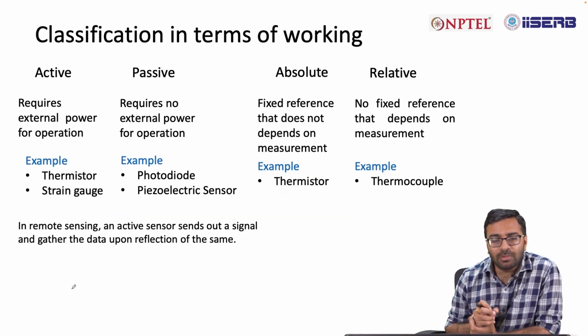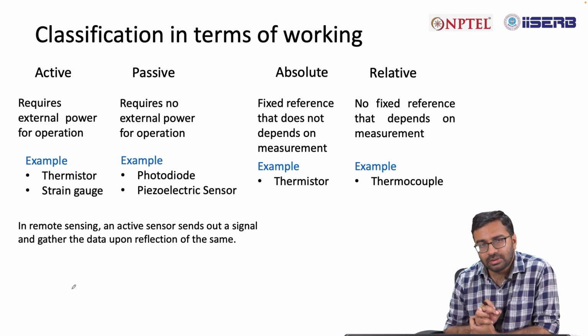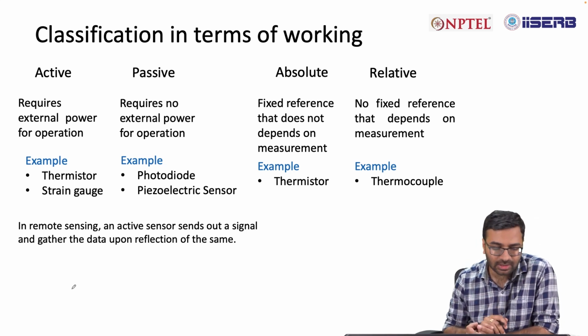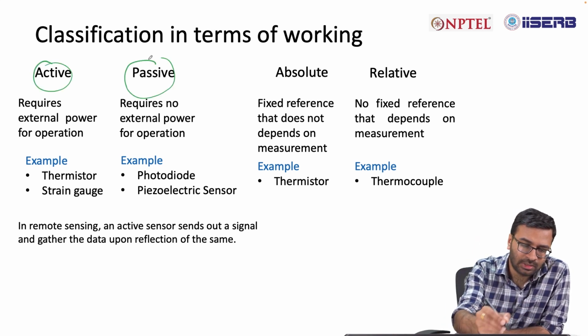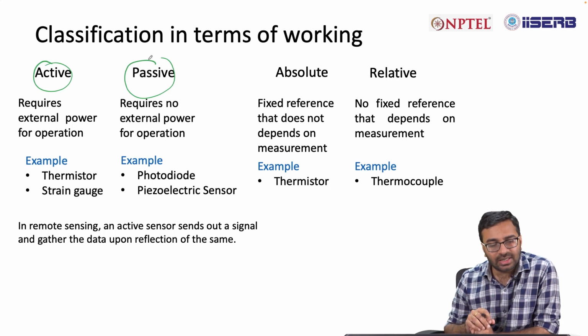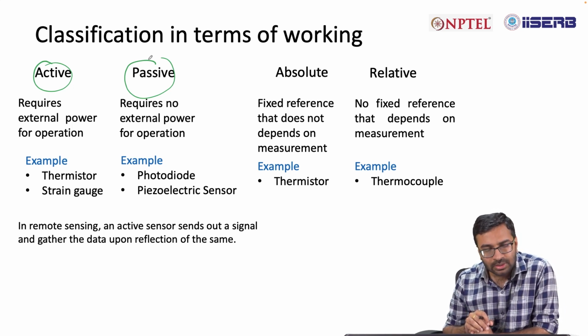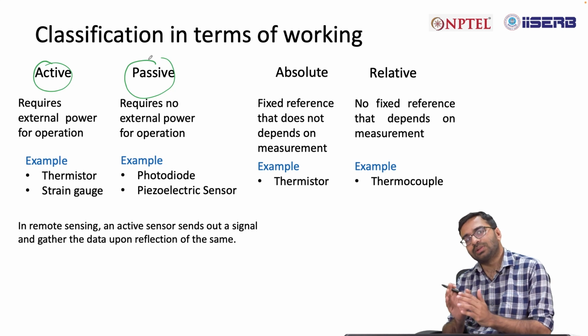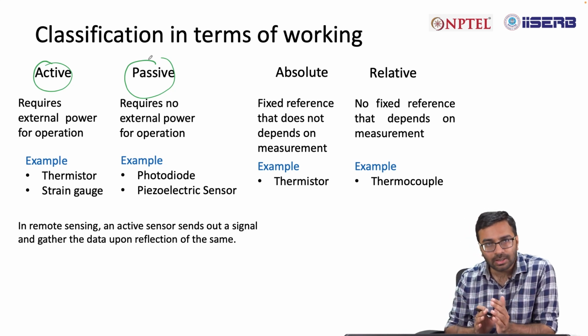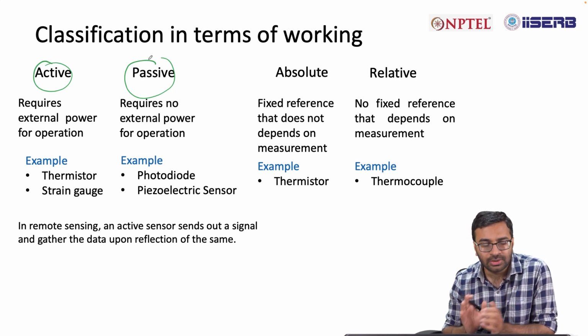Then there is another type of classification. I have listed it out over here. So a sensor can be active, a sensor can be passive. An active sensor requires an external power for operation. One example can be a thermistor. So if you are working with a thermistor, you definitely need a power source in order to operate that thermistor in a particular temperature range.